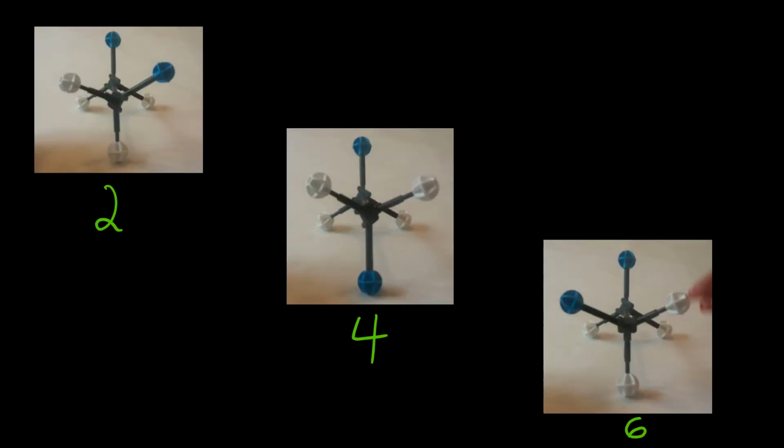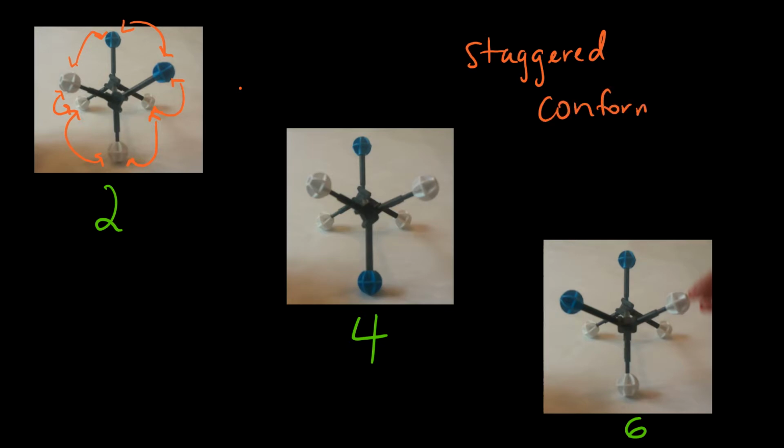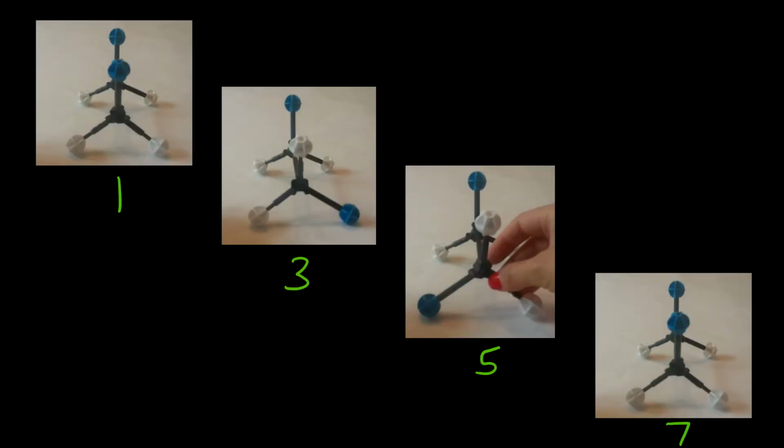The other 3 conformations that we've looked at, that we labeled 2, 4, and 6, notice that everything is actually separated, and this is what we call the staggered conformation. Okay, so this is staggered. These are all staggered conformations. So let's go back and look at these eclipsed conformations, and let's talk about this idea of eclipsing a little bit.